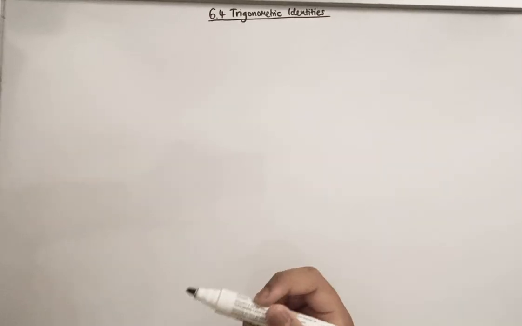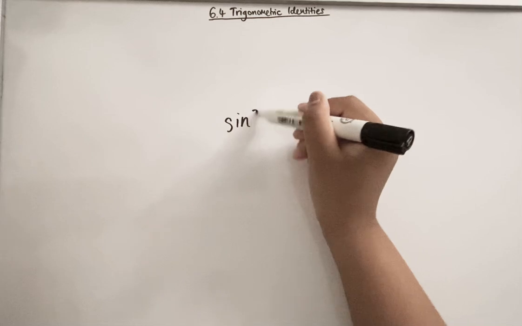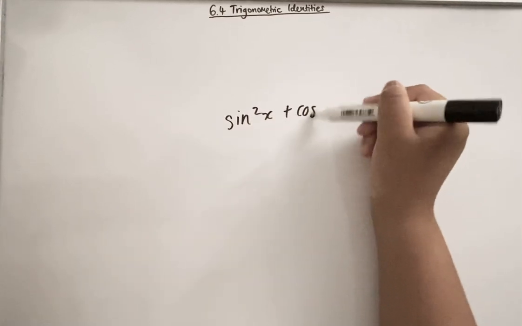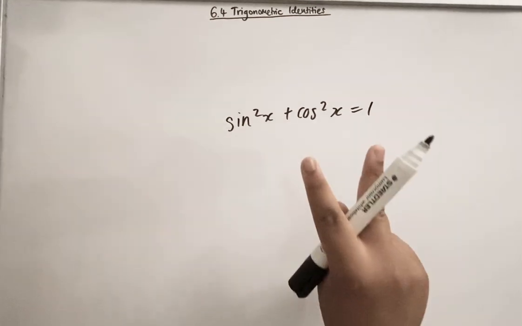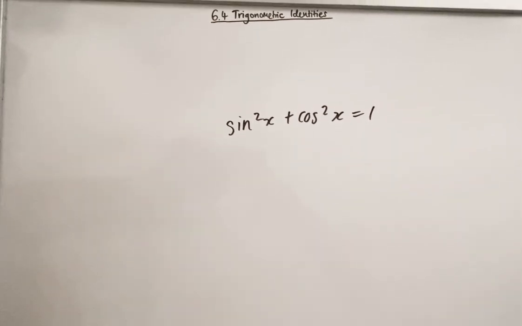Lesson 4, Trigonometric Identities. You can use the identity sine squared x plus cos squared x equals 1 that you learnt from year 1 to prove two trigonometric identities that you'll need to remember throughout the course.